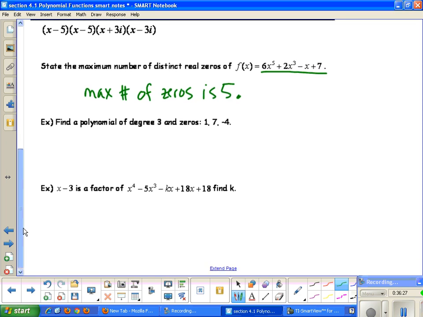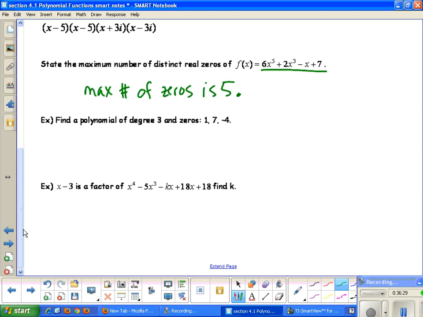The next question says, find a polynomial of degree 3 with zeros 1, 7, and negative 4. So for this one, f of x is equal to, just like we did a minute ago, x minus 1 times x minus 7 times x plus 4. And if I were to multiply this out and put it in polynomial form, x times x would be x to the cube. Therefore, I would have a polynomial of degree 3.